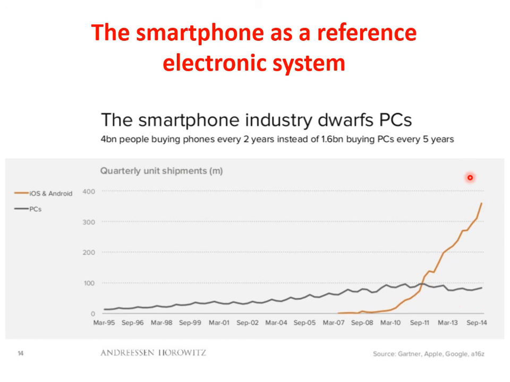As you probably know, the number of tablets sold is going down. In the last year, strangely, it has gone down. And basically the reason is that these large smartphones are, let's say, taking the market of tablets.